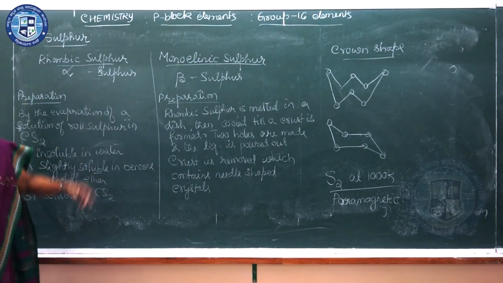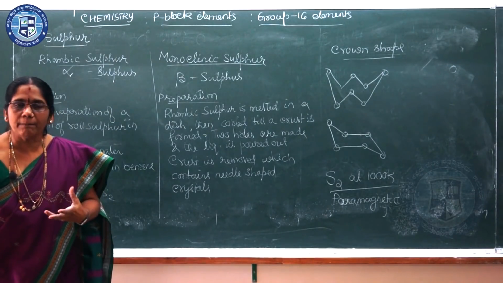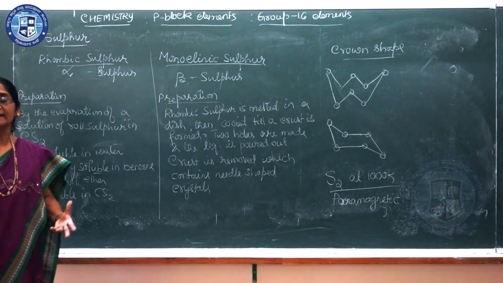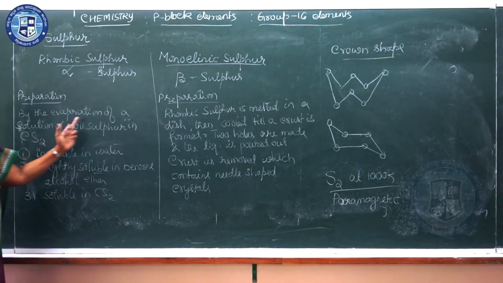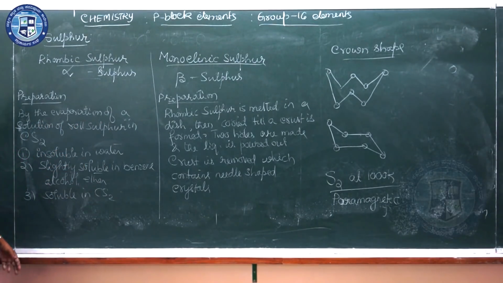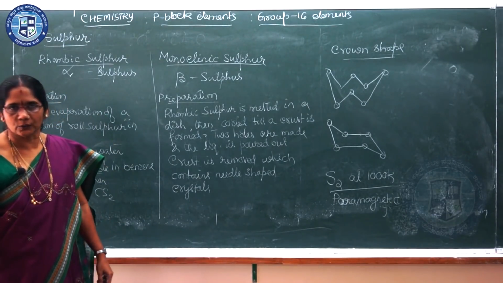Now how do we prepare rhombic sulfur? Rhombic sulfur is prepared by the evaporation of a solution of roll sulfur in carbon disulfide. So we have to dissolve roll sulfur in carbon disulfide, prepare a solution and heat it. When the evaporation of the solvent takes place, we get the crystals of rhombic sulfur. This rhombic sulfur is insoluble in water, slightly soluble in organic solvents like benzene, alcohol, ether, etc., and soluble in carbon disulfide, using which we have gone through the preparation.